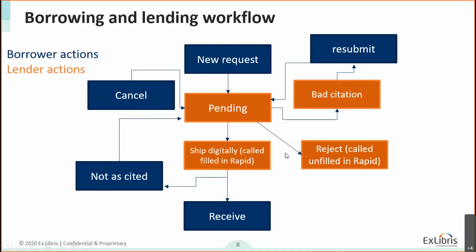Lenders may also reject a request for whatever reason or mark it as bad citation. I got some request that I cannot fulfill, or I don't understand what's being requested here. There's something wrong about this. It can turn it back as a bad citation. That will allow the borrower side to perhaps correct something about the request and have it resubmitted and then back into the workflow. Or if something is received and is not exactly what I expected as a borrower, I can also reject that request into Rapid. That is called not as cited, or resubmit as we call it in Alma, and that will have the request again go back into the Rapid workflow. Very simple workflow, and because of its simplicity, very quick to work.